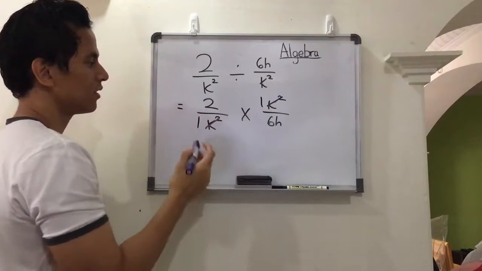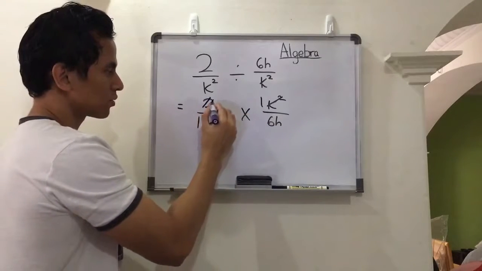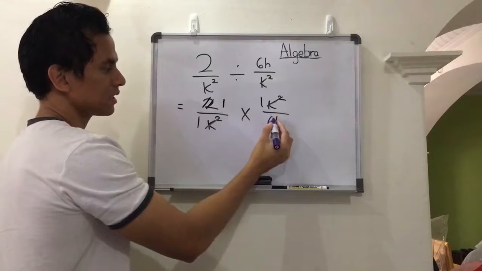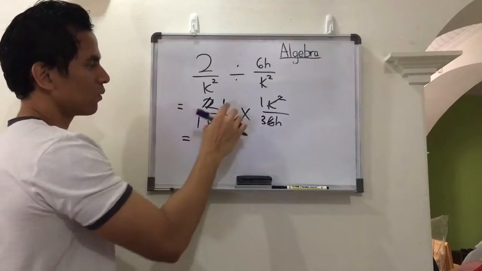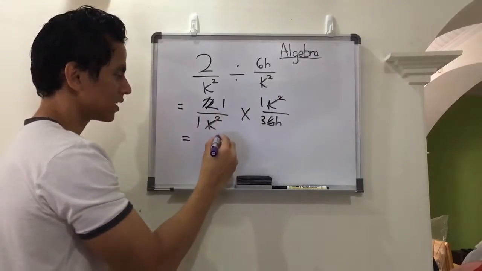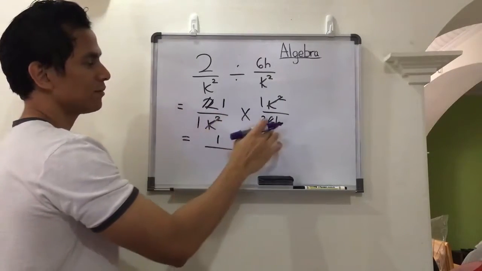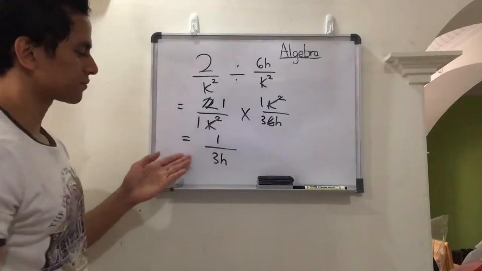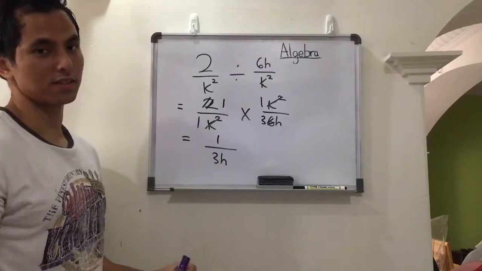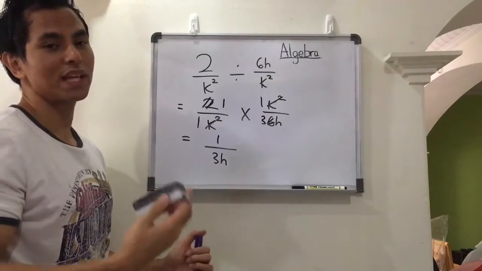So again here and here we can cancel, because 2 can become 1 and the 6 here can become 3. So 1 times 1 gives us a numerator of 1, and the denominator will be 1 times 3h, giving us just 3h. So this would be the answer. Alright, so this is simple enough. What if it gets more complicated?